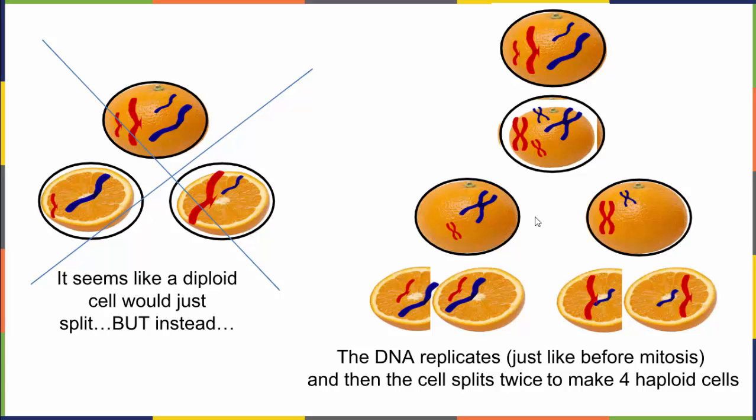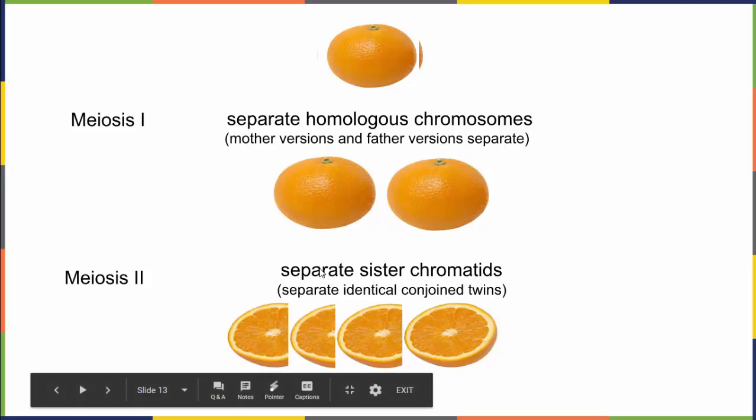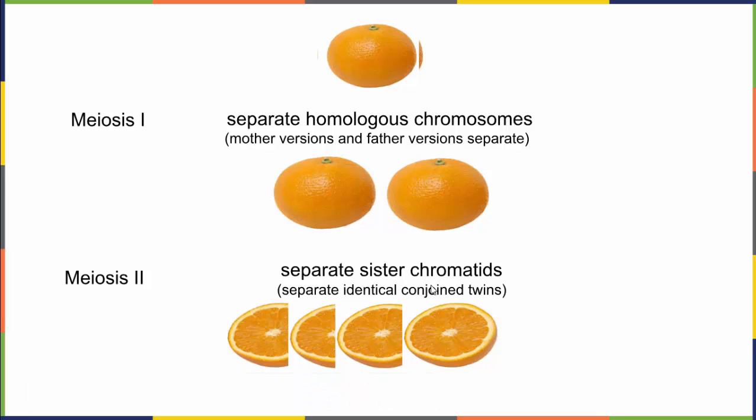Just happens to be opposite. I could have put 2 blue here, I could have put 2 red here. The point is that the long chromosomes get split up, the short chromosomes get split up. That's meiosis 1. Meiosis 2 is where we separate the sister chromatids. That's the same thing we did in mitosis.